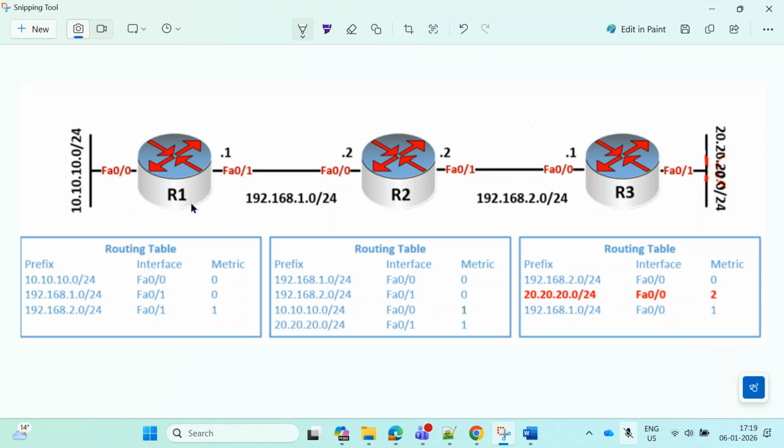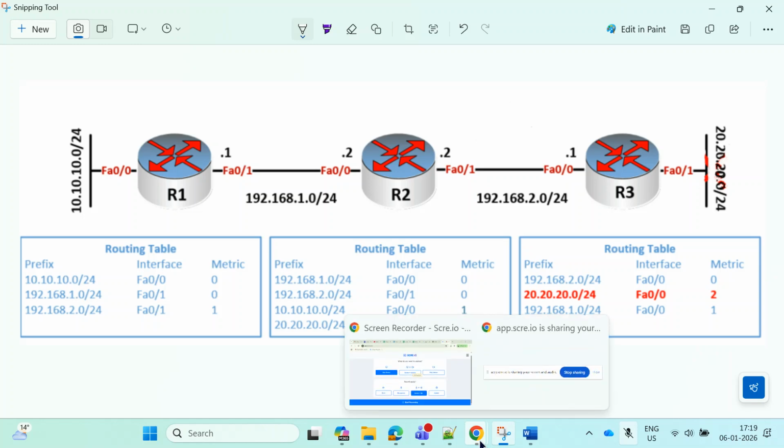In this condition, there are two techniques we can use. First, we can use a full mesh topology. We need to make a neighborship between R1 and R3. Or we can use the route reflector technique. That topic I will cover in my next video.